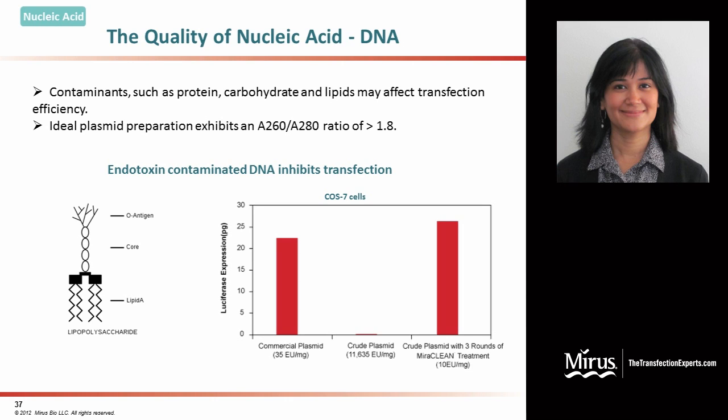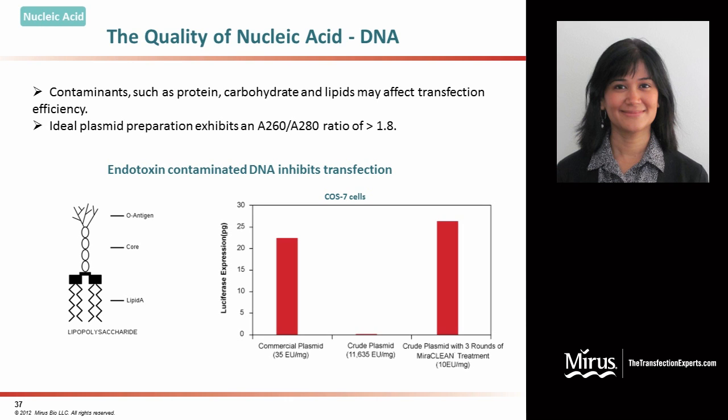Here is some data illustrating the toxicity of endotoxins with respect to transfection. As you can see here, with the commercial plasmid in which the endotoxin levels have been removed to very, very low amounts, you get good amounts of luciferase expression. However, with the crude plasmid that has exceedingly high levels of toxin, the transfection is completely inhibited.